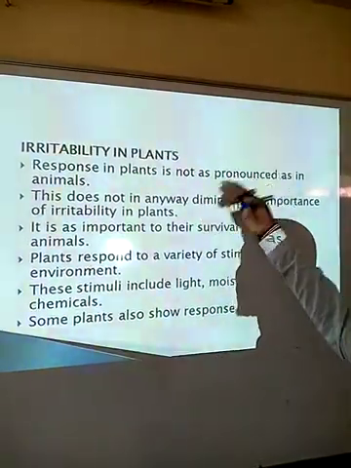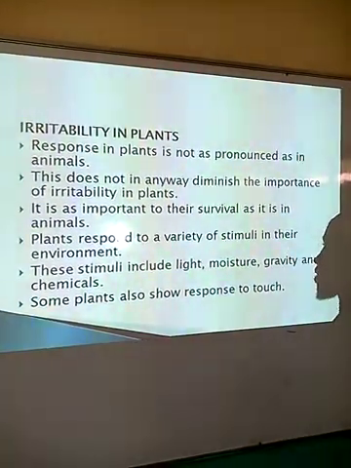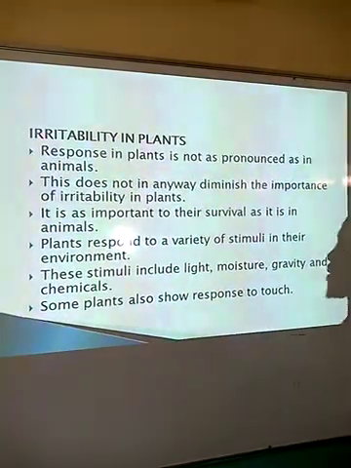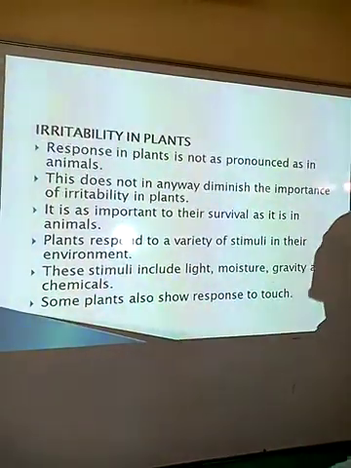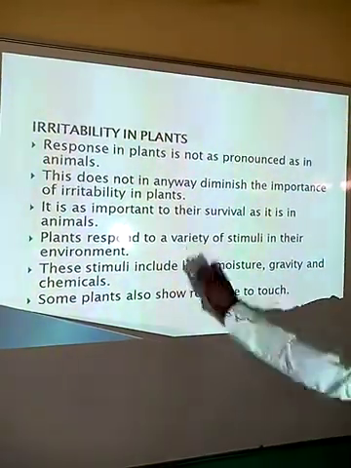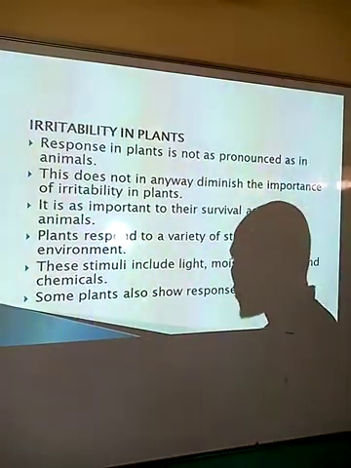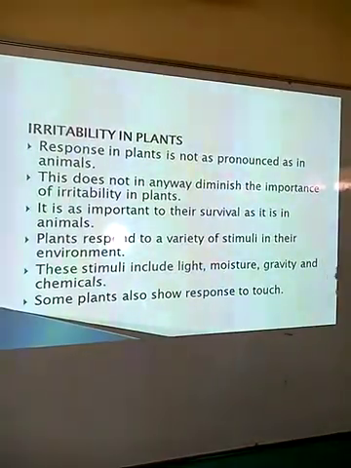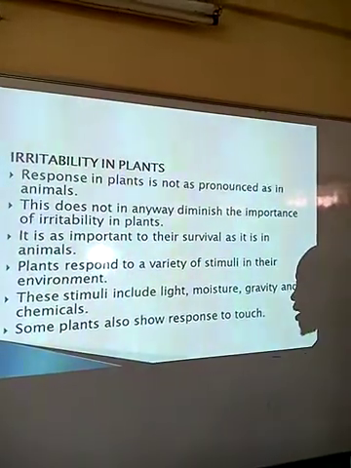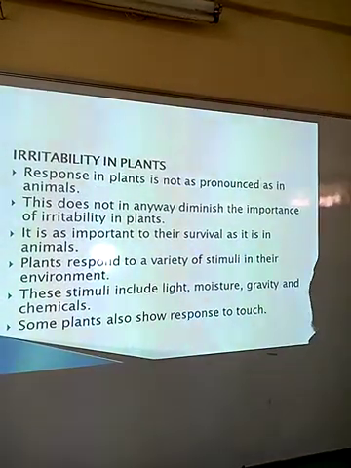Even though it is not as pronounced as in animals, it is also important to plants to coordinate and bring about changes in their immediate environment. It is important to their survival as in the case of animals, and therefore plants respond to a variety of stimuli in their environment. This could include light, just like in animals. Plants can respond differently to light, moisture availability, gravity, and even certain chemicals. Some plants also show responses to touch, like Mimosa pudica. When you touch it, why does it fold its leaves?